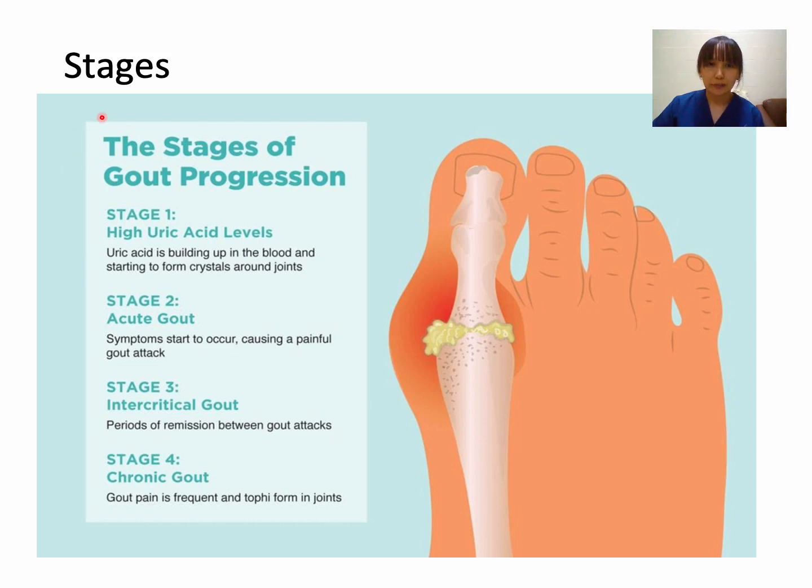What are the stages of gout progression? Stage 1, high uric acid levels. It's also called asymptomatic hyperuricemia. There are no painful, red, or swollen joints, but just an elevated uric acid in blood tests. Though high uric acid isn't enough to diagnose gout, as many people with hyperuricemia never develop clinical gout.